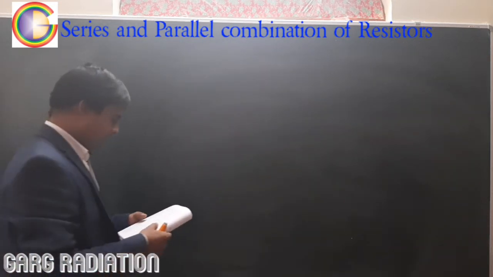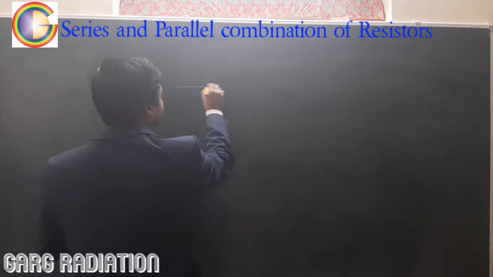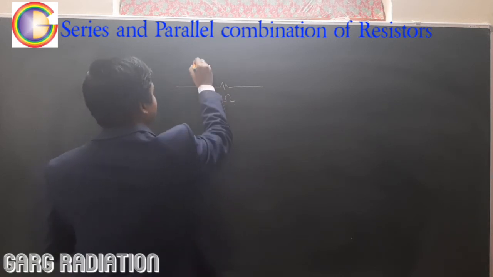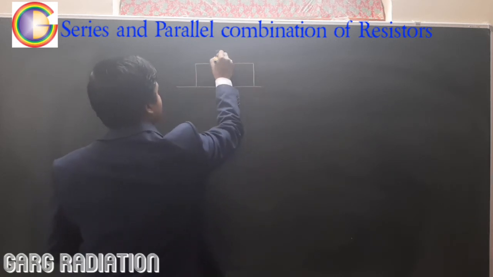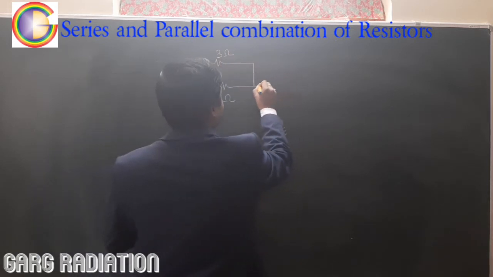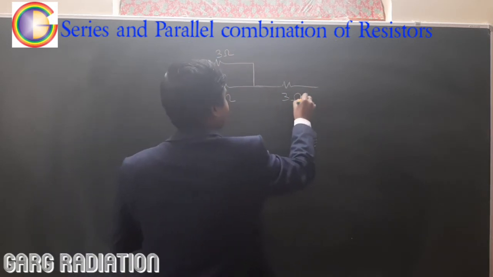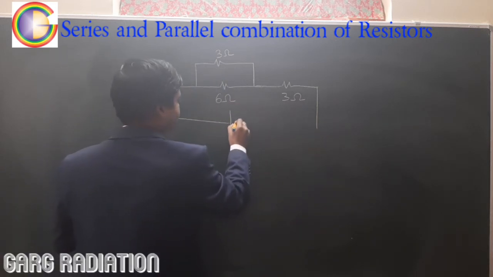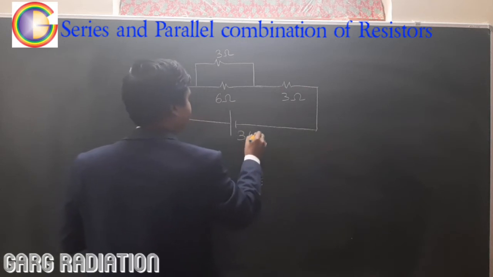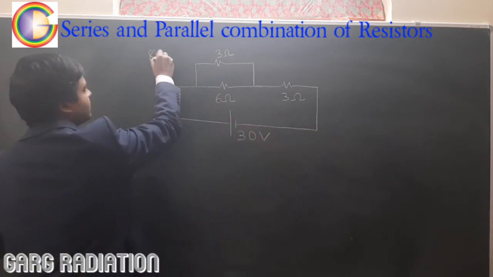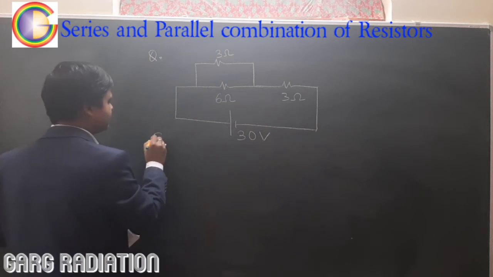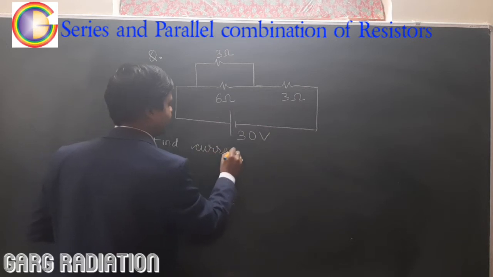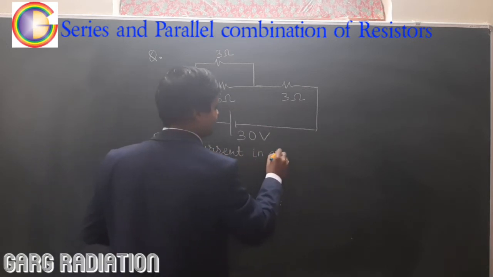First question which we have is, we have a 6 ohm resistance and then we have a 3 ohm resistance and again we have a 3 ohm resistance like this, and we have a cell of 30 volt. This is our question. What is the question? Find current in each resistor.